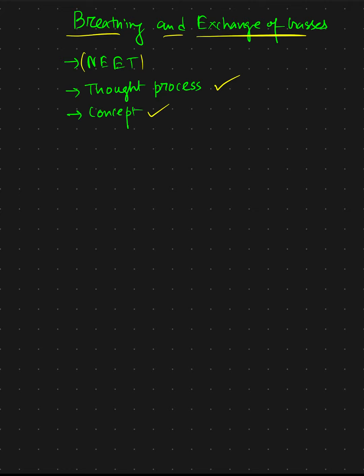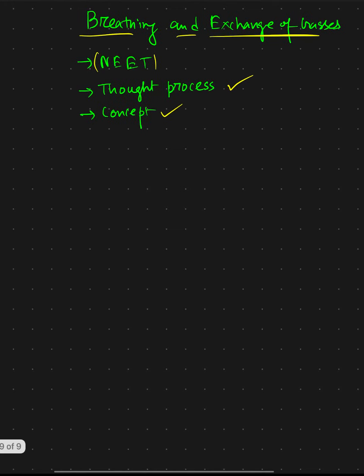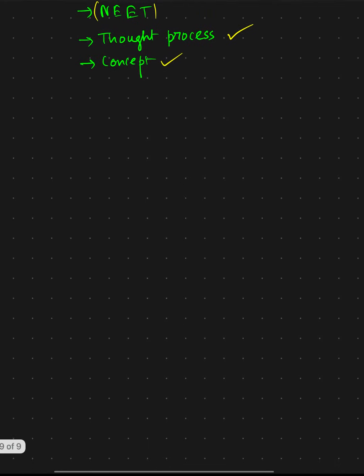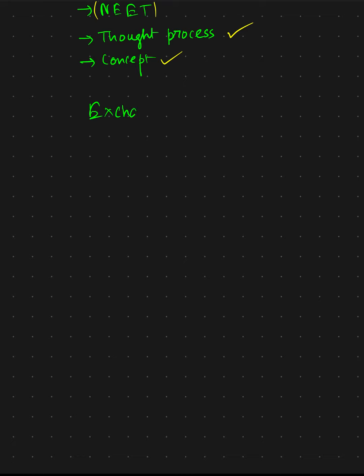Okay. So in this particular chapter, the first topic is exchange of gases. And when I say exchange of gases, I mean that majority of the two gases are there. One is oxygen and one is carbon dioxide. In order to exchange of gases, what is the purpose? What is the purpose of our exchange of gases?